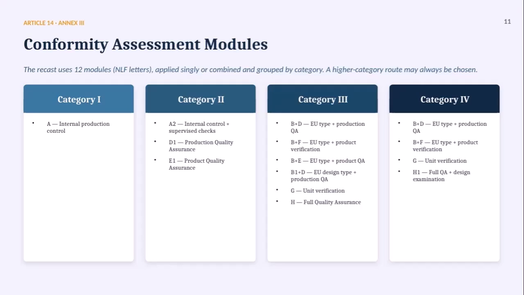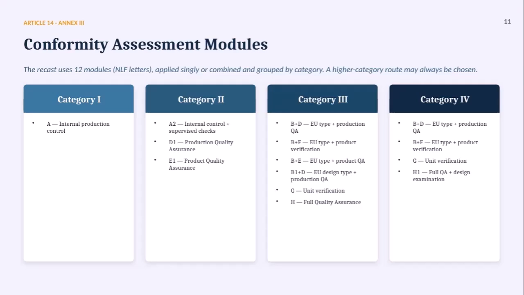Starting with Category I, we have Module A, which covers internal production control. This is the most basic level of assessment, where the manufacturer ensures their own production processes meet the required standards. Moving to Category 2, it becomes more involved. Module A2 adds supervised product checks on top of internal control. Then there's D1, focusing on production quality assurance, and E1, which is about product quality assurance.